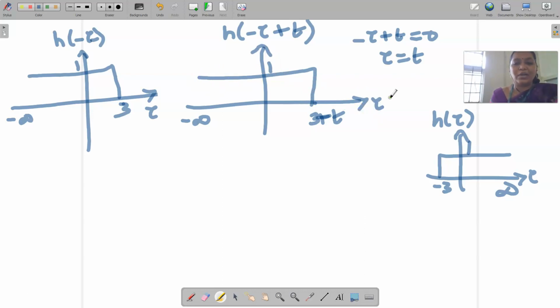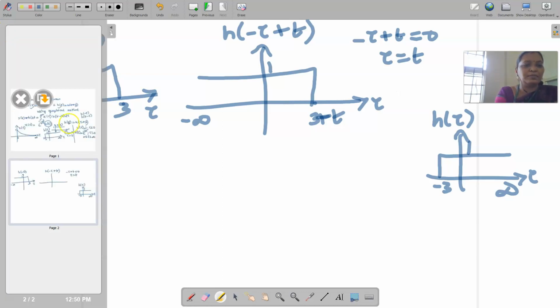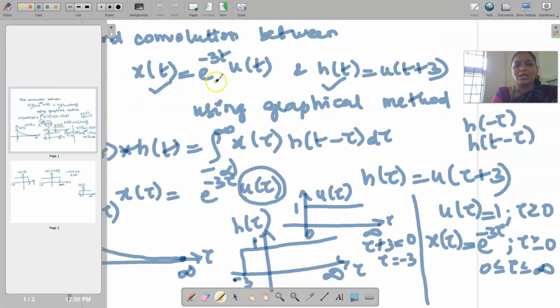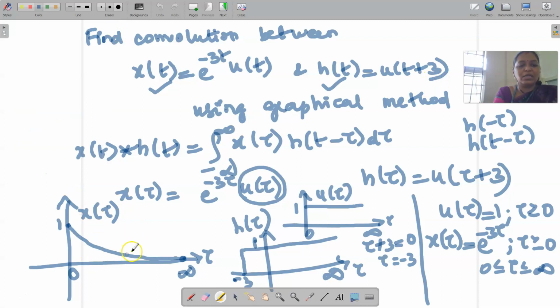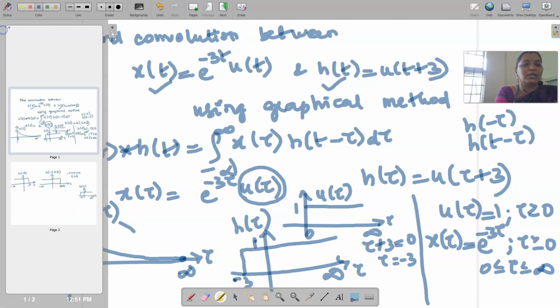To determine the value of t, I need to find out the different cases of t first of all. For that, from the given question, one is x of t is equal to e power minus 3t u of t, another one is h of t equals u of t plus 3. From the given equation, we know that x of t varies from 0 to infinity, and h of t varies from minus 3 to infinity. So with that I have to proceed.